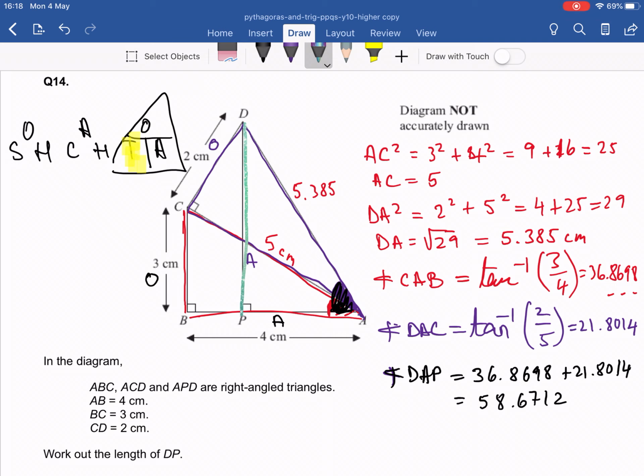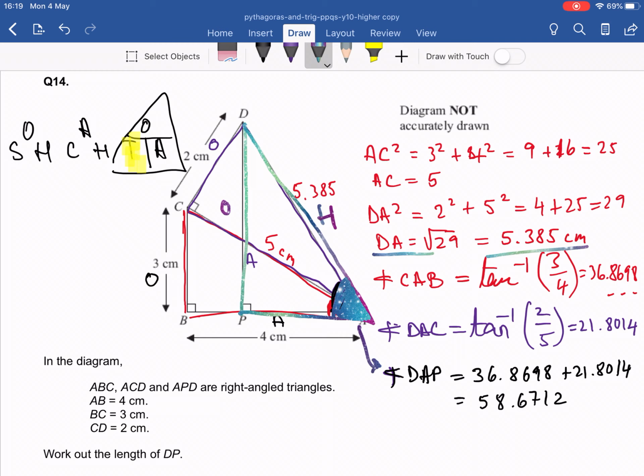Okay, great. So now I've got an angle in this triangle, in DAP, and I've also got a side. So this means I can work out DP or PD. So this angle here is my target angle, because that's the one that I know. I'm looking for this side, which is opposite in relationship to this angle. And the side that I worked out earlier, AD or DA, is the hypotenuse.